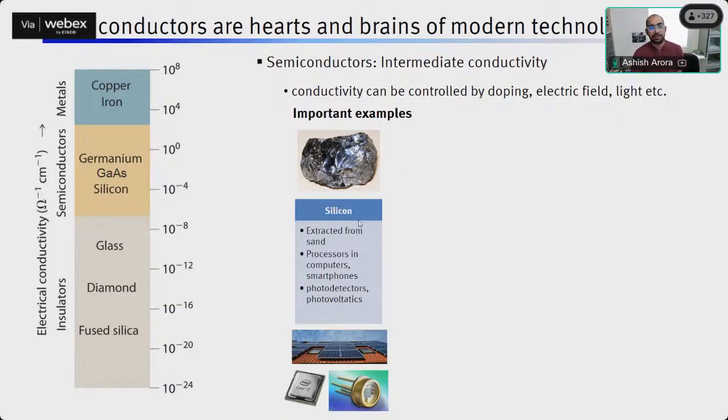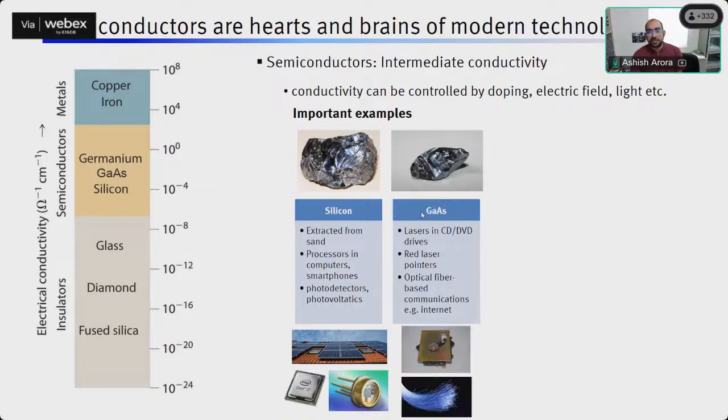For example, silicon, the most popular semiconductor without which the world does not run. It's extracted from sand, from SiO2, using various methods, and then processors of computers and smartphones are created with silicon. Similarly, photodetectors and photovoltaics such as these solar cell panels and so on are created with silicon and are commercialized at a level which we cannot imagine today. Therefore, the world is highly dependent on semiconductors.